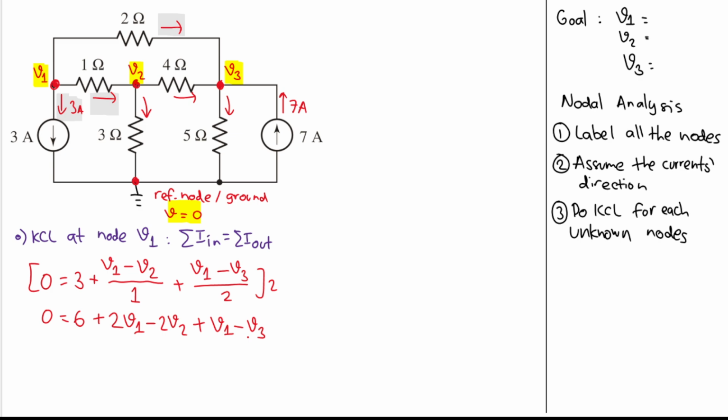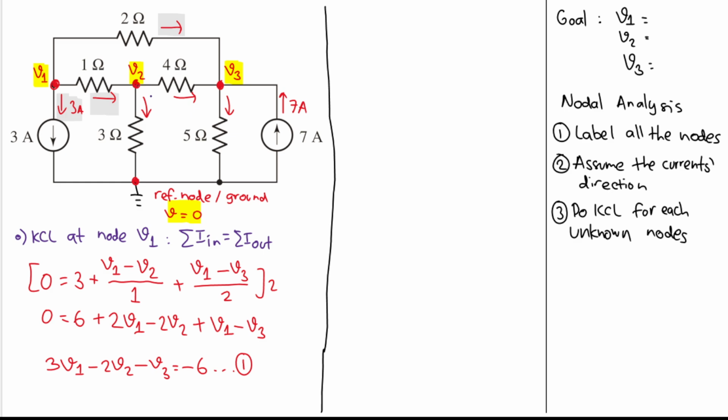Good. I think we can simplify things here, and we will have 3V1 minus 2V2 minus V3, all of that equal to minus 6. Let's save this as equation number 1. Good. Now we still need to do 2 more KCL equations, because we have 3 unknown nodes.